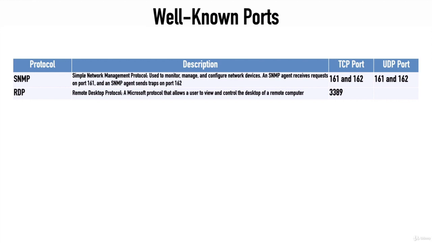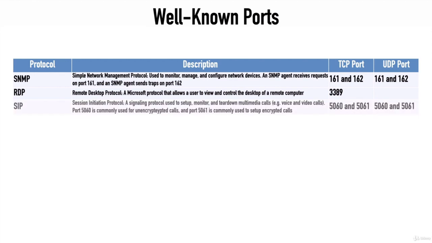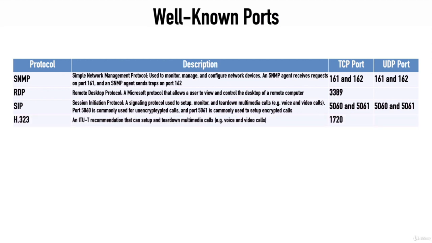We also have a couple of voice over IP protocols that I'll throw out here, namely SIP and H.323. SIP uses TCP or UDP port 5060 and 5061, while H.323 uses TCP port 1720. Again, both of these are outside of the normal well-known port range, and they fall within that registered port range. So just a couple more examples of popular registered ports.